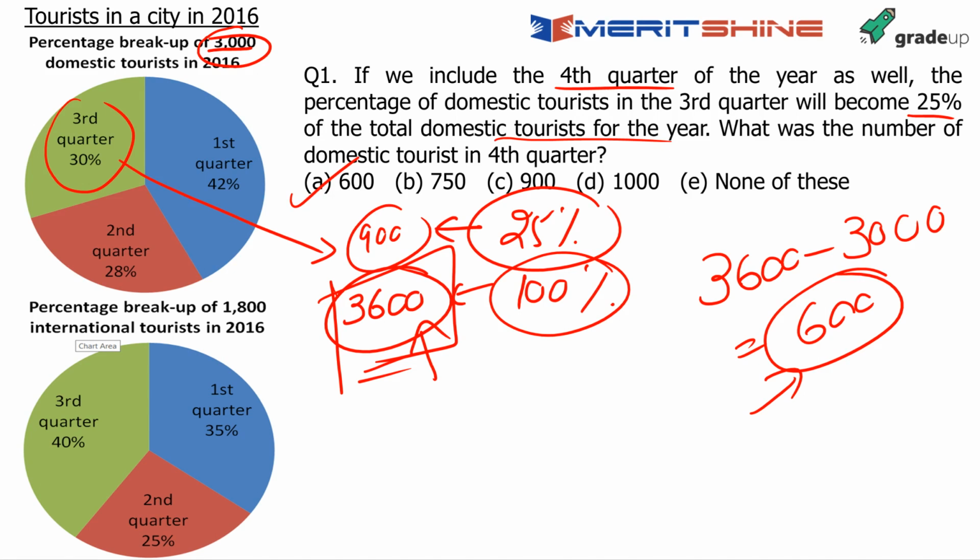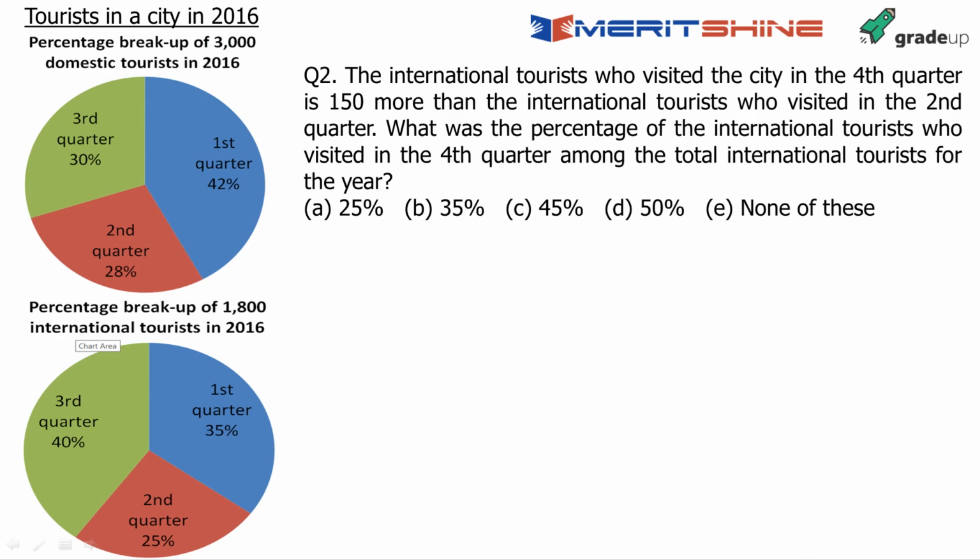I'll give you the next question. Do that quickly now. This is again very simple. Do it quickly. Naman, please check your answer. It's not 900, it's 600. It's a very simple question. Do not get it wrong. Do the second question now.